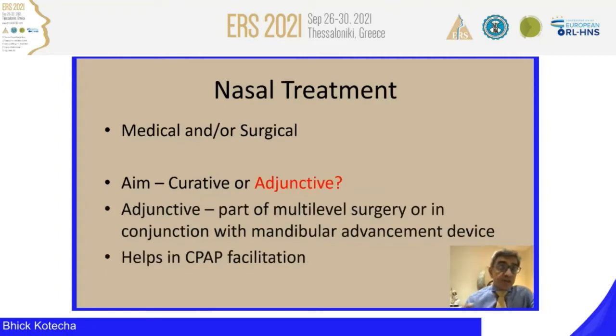When looking at treatment of these pathologies, it could be medical and/or surgical. Your aim here is to achieve a complete cure, or in some cases it may be an adjunctive treatment. The adjunctive treatment may be part of multi-level surgery or in conjunction with an oral appliance like a mandibular advancement device. One may also use nasal surgery to help facilitate CPAP.